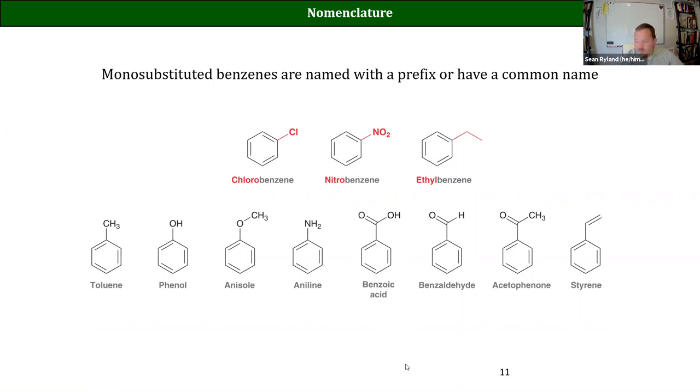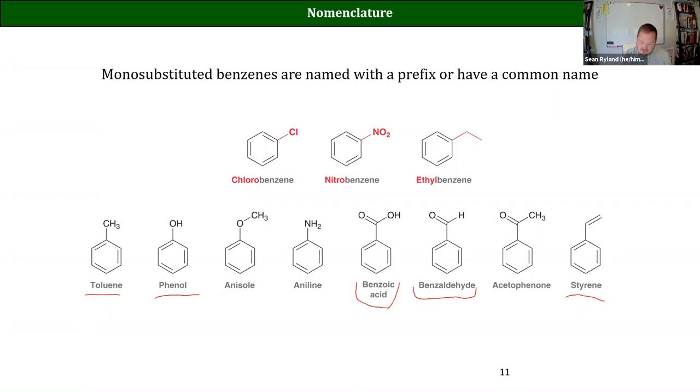Although we do have these common names, especially for these single substituted benzenes, that we're still going to want to pay attention to, because they are way more common than naming it methylbenzene. We don't say methylbenzene, it's always toluene. So toluene and phenol are the most common to pay attention to, probably styrene as well. Styrene mostly gets used as the precursor that you use to make styrofoam.